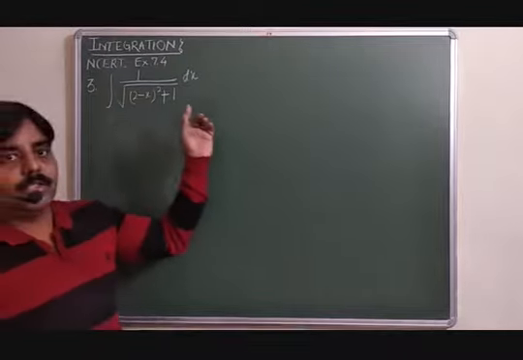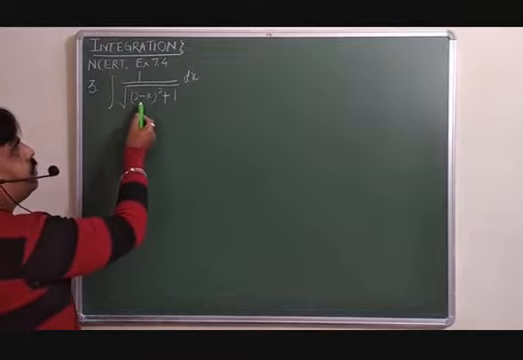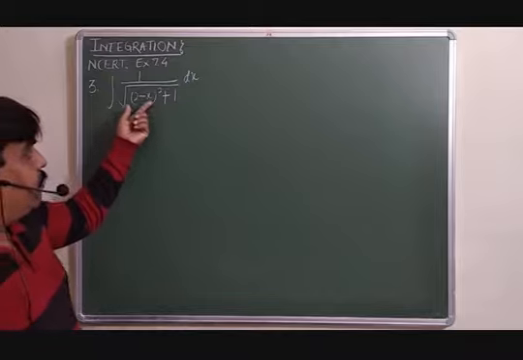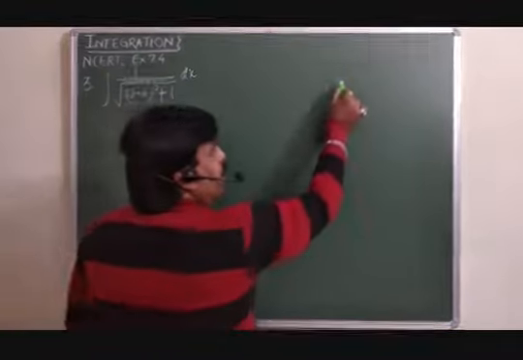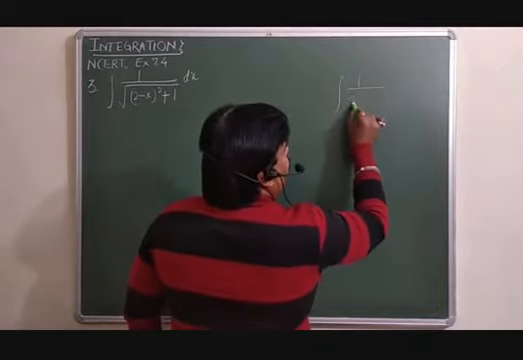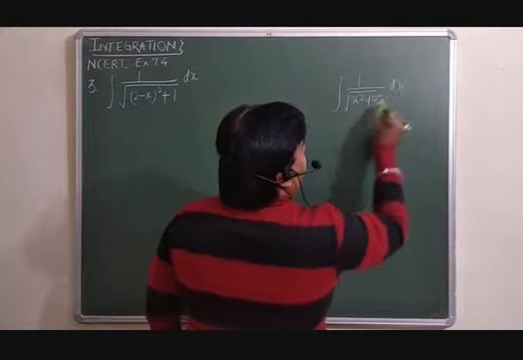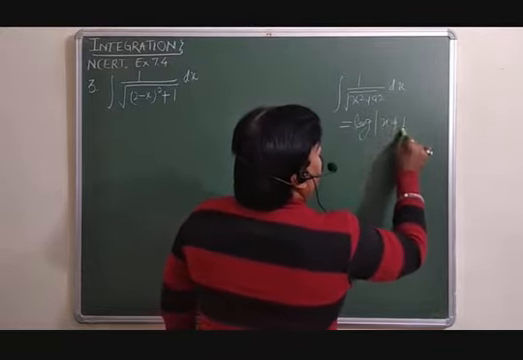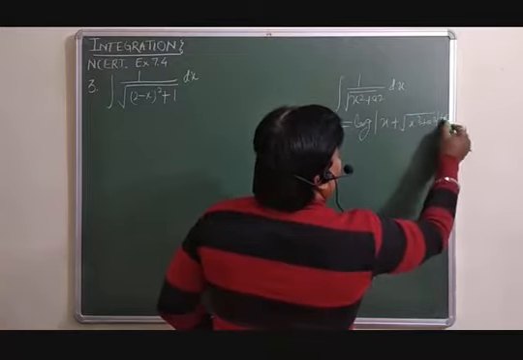Now, this is question number 3. We want to evaluate this one only. Here you are supposed to apply the substitution method, because you can apply the formula for 1 over under root x square plus a square. If it is 1 over under root x square plus a square dx, then you can write this is log x plus under root x square plus a square plus c.